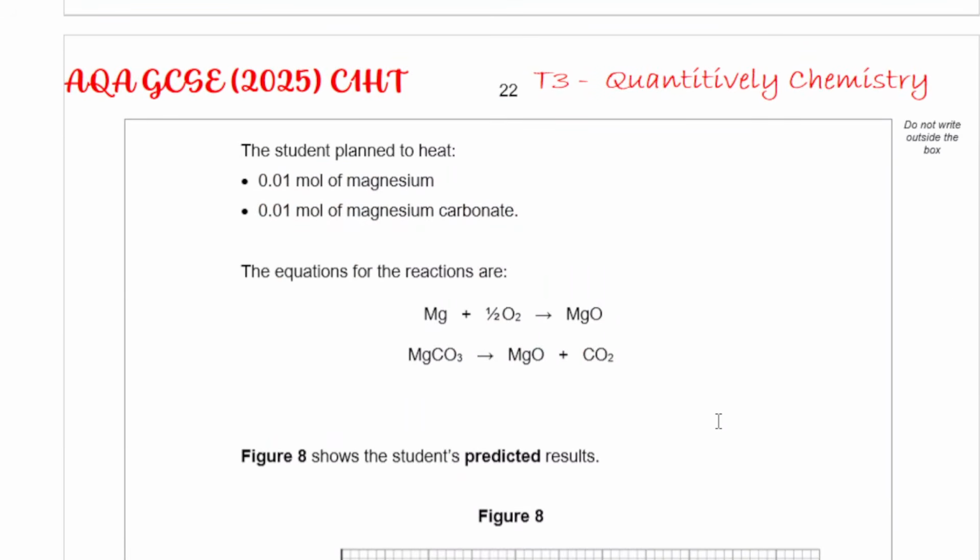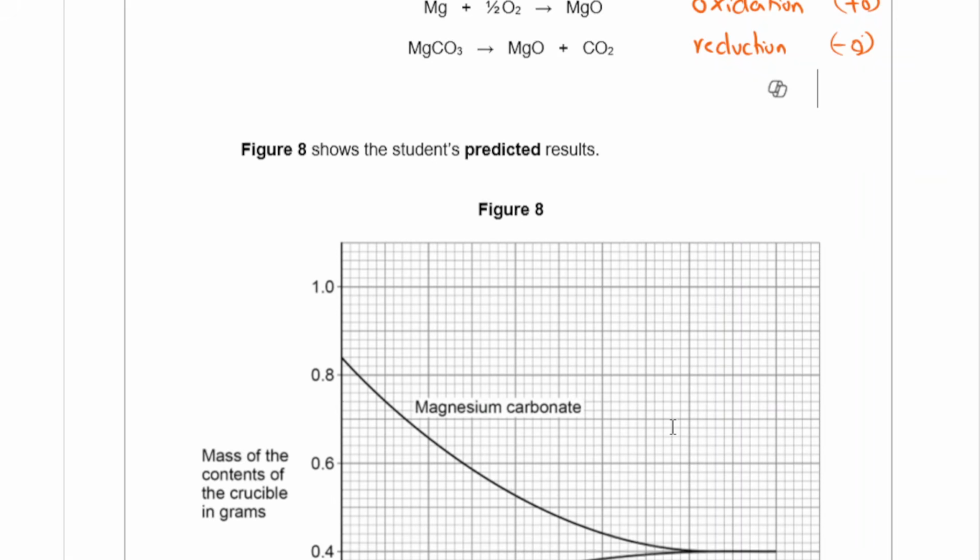The student planned to heat 0.01 mole of magnesium, 0.01 mole of magnesium carbonate. So the equations for the reactions are, in this first one, an oxidation reaction. Oxygen is being added to the magnesium. Here is a reduction reaction, since oxygen is being removed from the magnesium carbonate. So the first one will gain mass, the second one will lose mass.